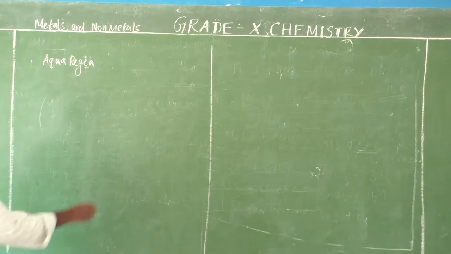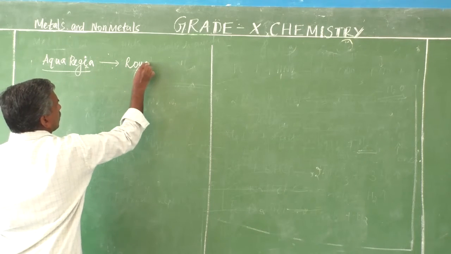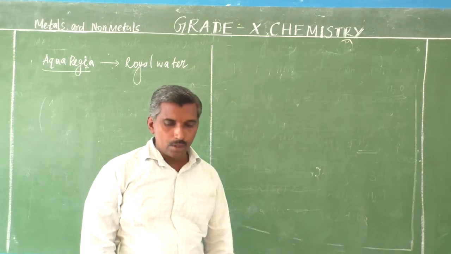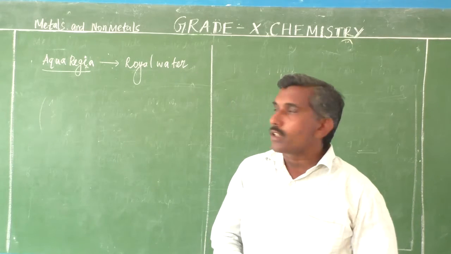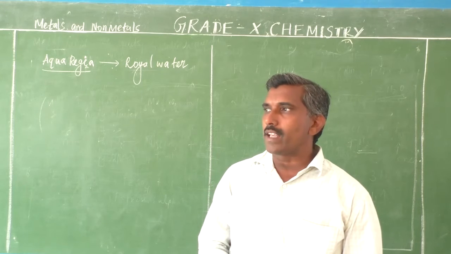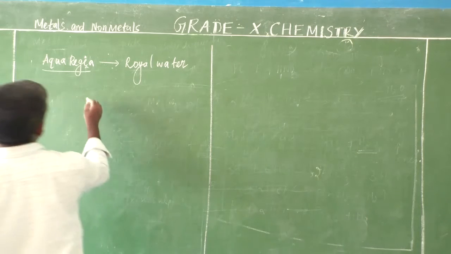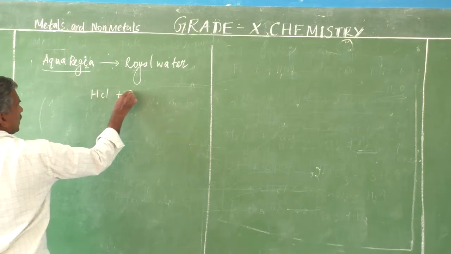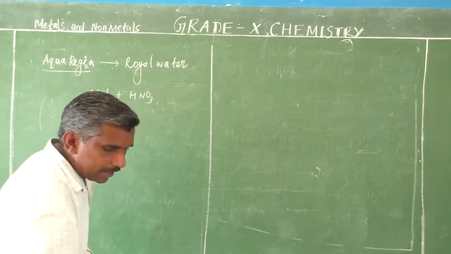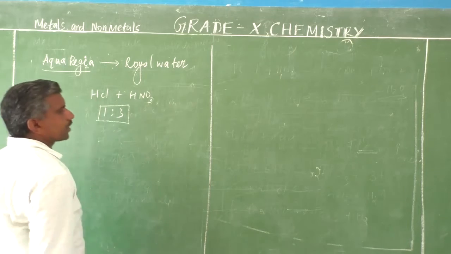Aqua regia. What is the meaning of aqua regia? Another name is royal water. It's a very important acid, a combination of two acids: HCl plus HNO3, in a 1:3 ratio. This 1:3 ratio is known as aqua regia.